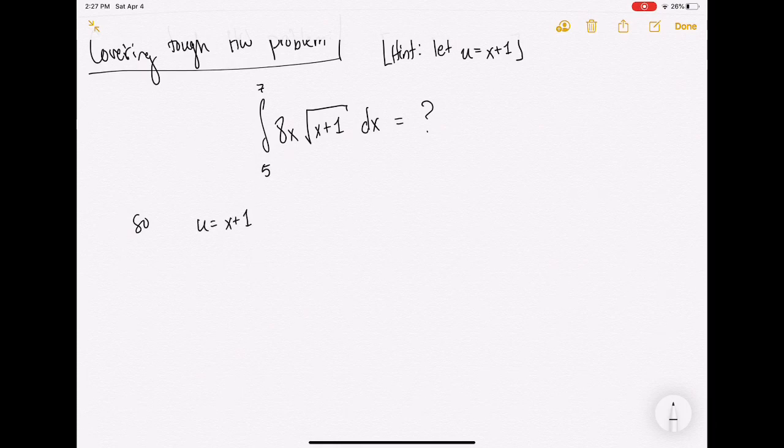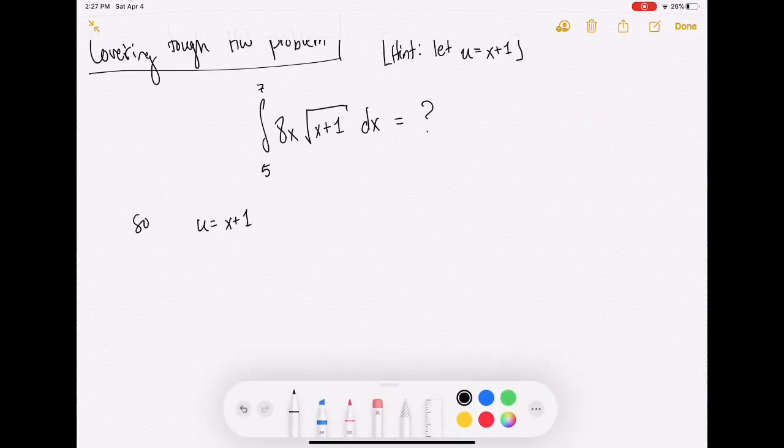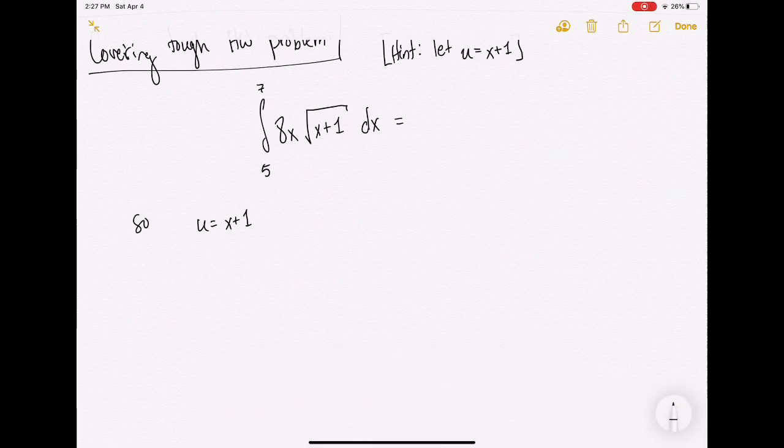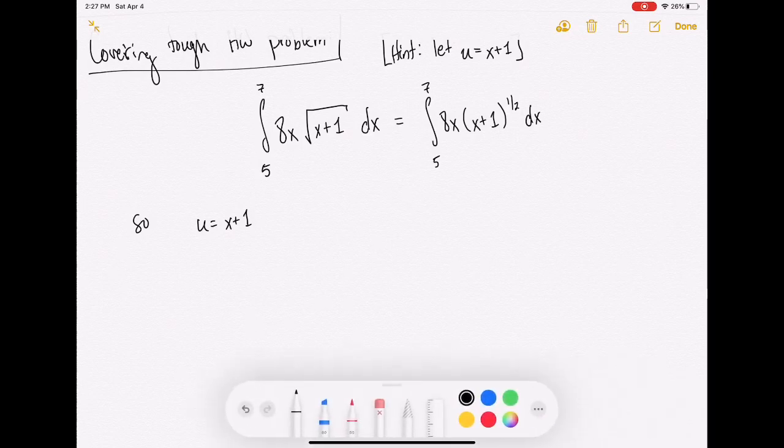And the reason why you're going to choose this is that, indeed, as always, u is the piece in the parentheses. Like that's not going to do you any wrong. This is indeed 8x times (x plus 1) to the 1/2 power dx. So indeed, as always, u is the piece in parentheses. I'll write that down here.